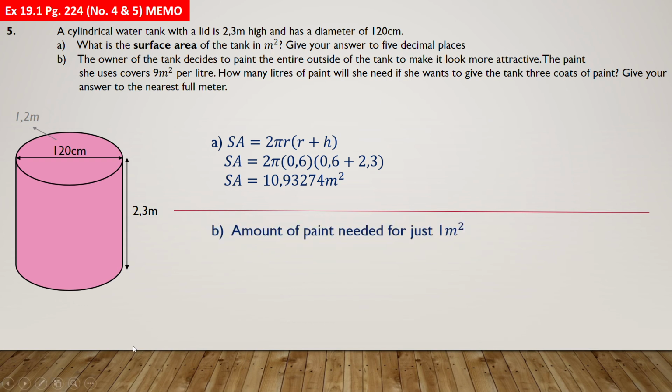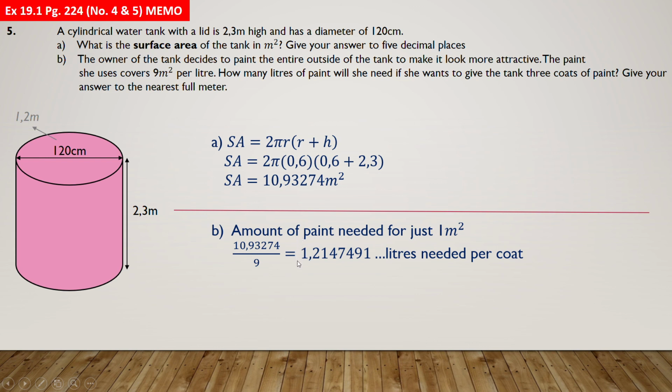Alright, so let's first calculate the amount of paint she needs for only one coat of paint. So the amount of paint needed for just 1 coat of paint. I take the amount of square meterage divided by 9 because 1 liter covers 9 meters squared, and I get that she needs this many liters for 1 coat of paint.